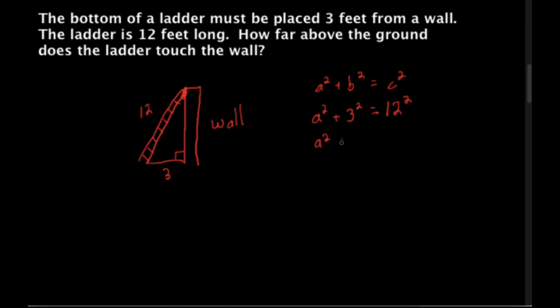A squared plus 9 equals 144. Solving for a, we get a squared equals 144 minus 9, which is 135. And then, of course, to solve for a, we're going to take the square root of both sides. And so the value of a would be the square root of 135.